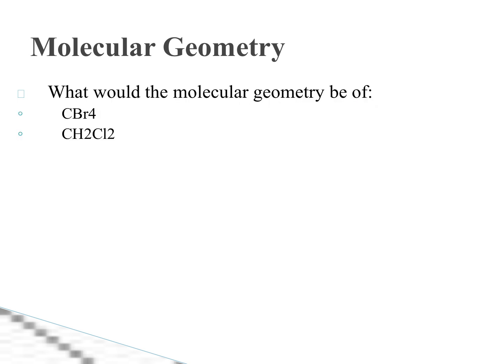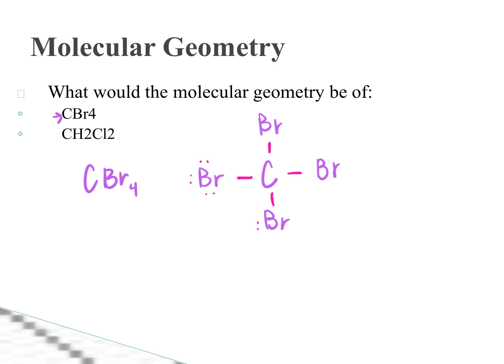Okay, let's try this one. Why don't we try CBr4? All right, here's our skeleton. Let's go ahead and put in our electrons. 2, 4, 6, 8, 10, 12, 14, 16, 18, 20, 22, 24, 26, 28, 30, 32. And I think that's how many electrons we needed, 32.